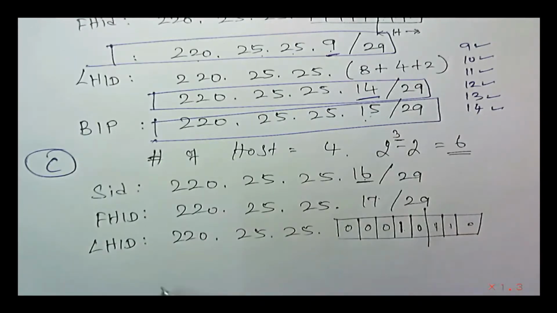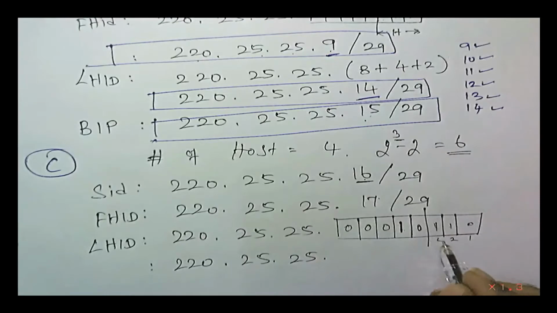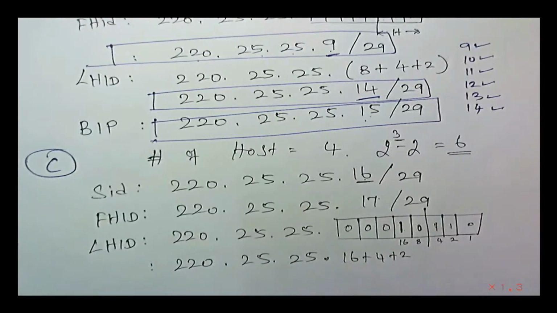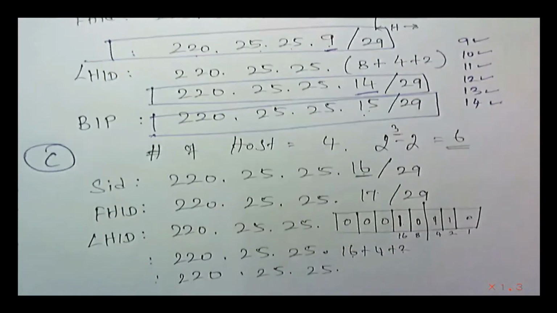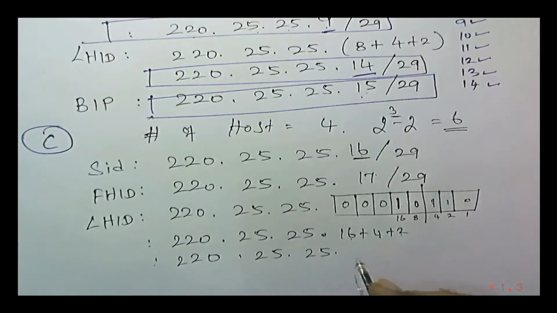So if you convert like this, this is going to be 220, 25, 25. So you can apply the place value 1, 2, 4, 8, 16. So 16 plus 4 plus 2. Okay, 16 plus 4 plus 2. So 16 plus 4, 20, 22. So 220.25.25.22. Okay, so this is going to be your last host IP.